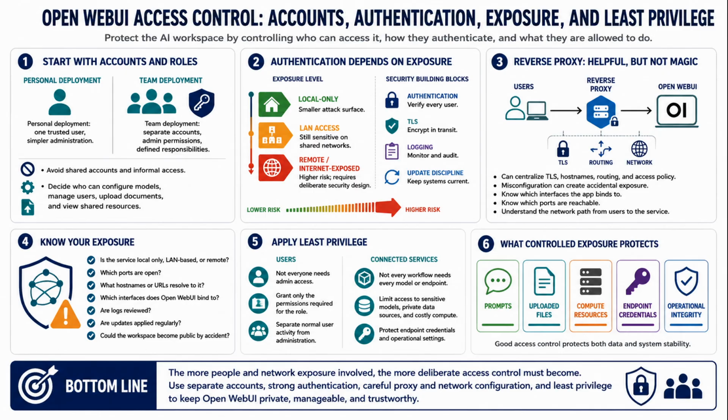Access control starts with account creation and administrative roles. A personal deployment may have one trusted user. A team deployment may need separate accounts, administrative permissions, and clear expectations for who can configure models, manage users, upload documents, or view shared resources. The more people who use the system, the more important it is to avoid shared accounts and informal access.